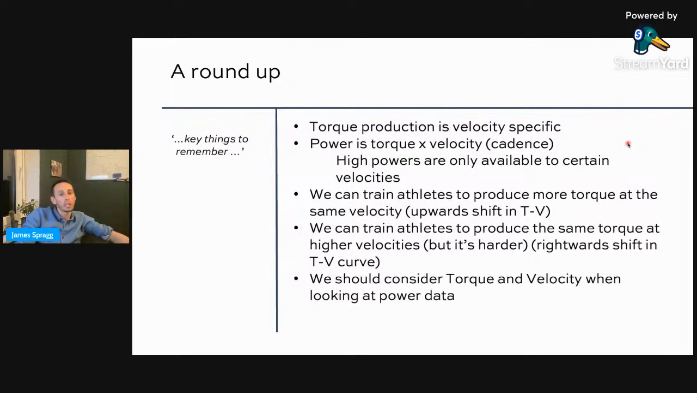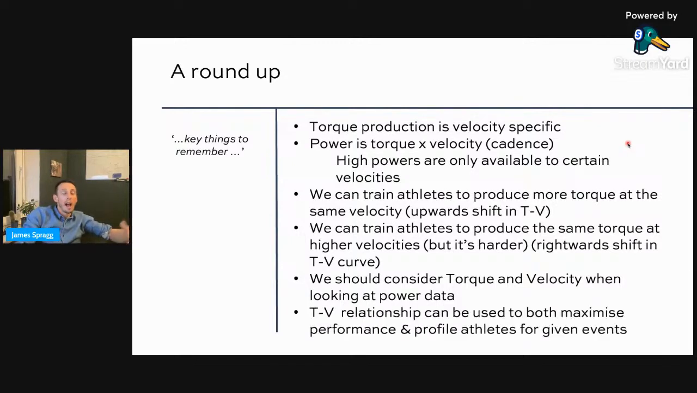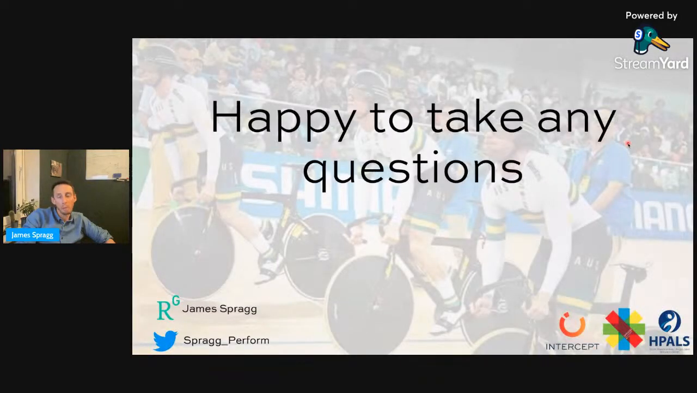We should always consider torque and velocity when looking at power data, because it gives us a little bit more insight into what's going on. And the torque velocity relationship can be used to both maximize performance and profile athletes for given events. And there we go. I'm happy to take any questions.